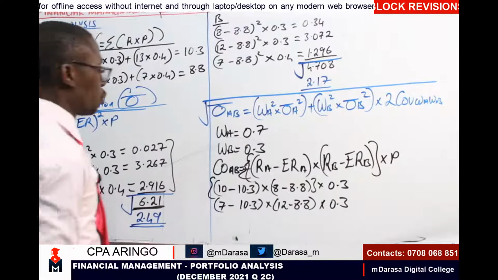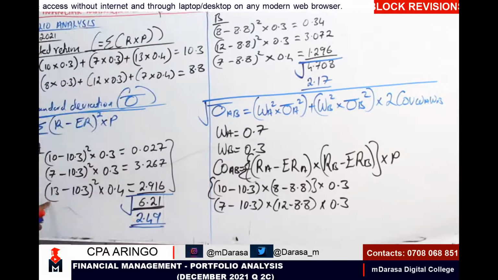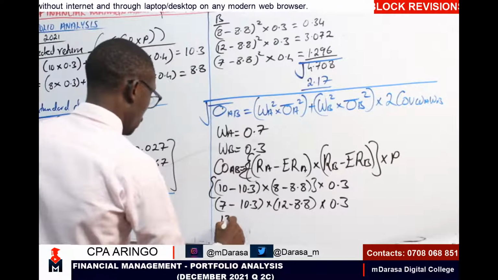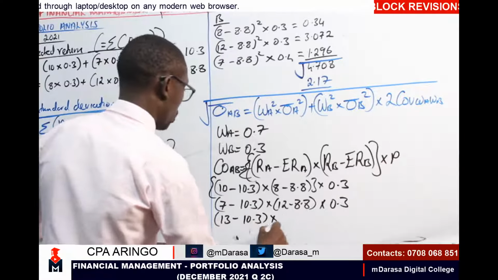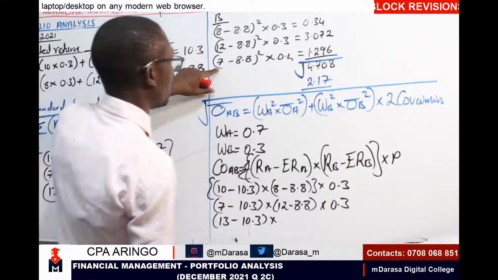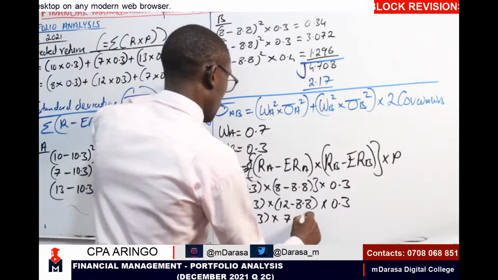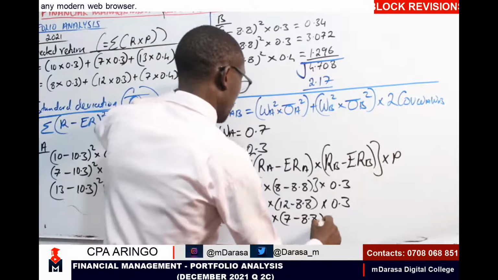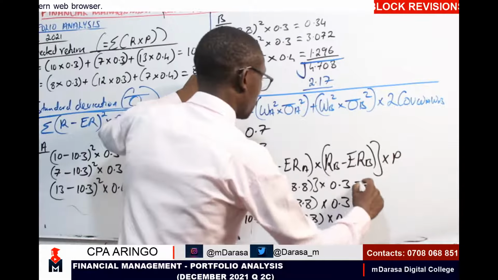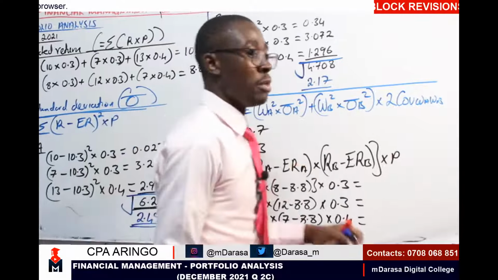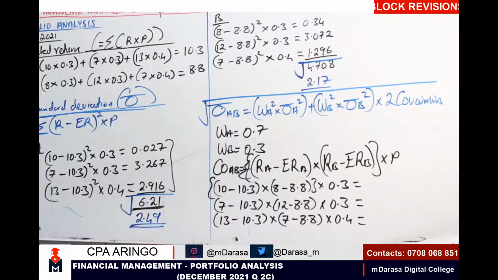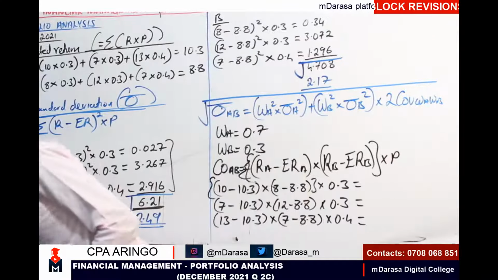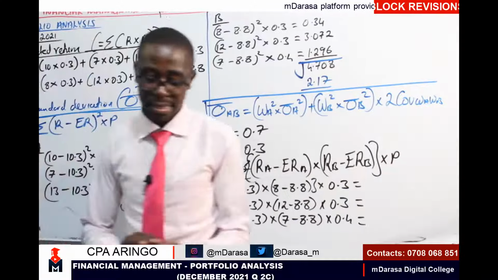The other one, what should we be having? The last one here, we're having 13 minus 10.3. I believe that my board is still visible. We multiply by the last one here, 7 minus 8.8, times probability 0.4. So therefore, what should we be having there? I want you to compute and give Mwalimu the solution on that and see how this thing is very simple. So I'm going to take my calc.